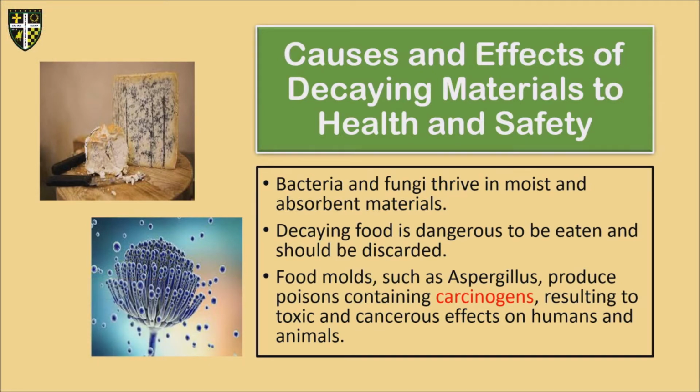Next, food molds. What about food molds? These are such as aspergillus, which produce poisons containing carcinogens. When we say carcinogens, these are harmful ingredients from food that cause cancer, resulting in toxic and cancerous effects to humans and animals.